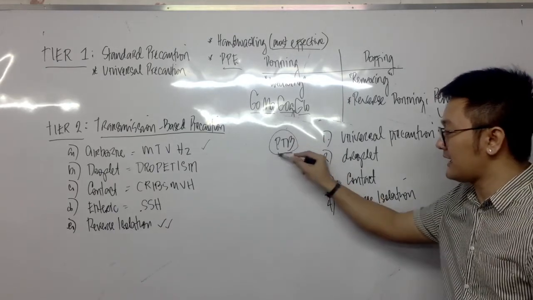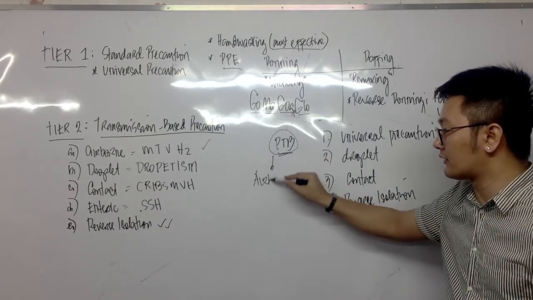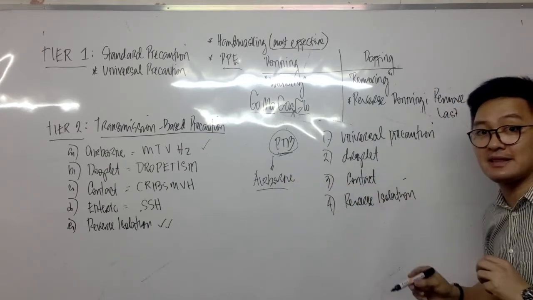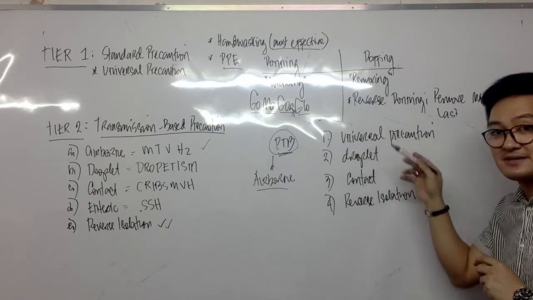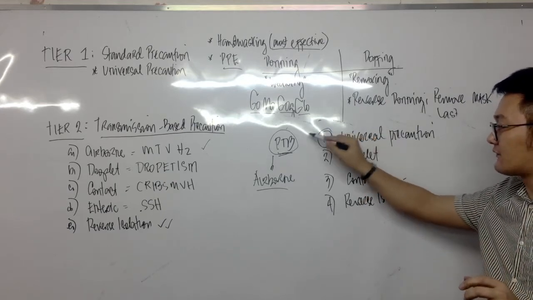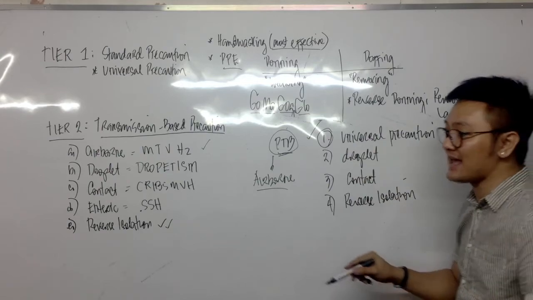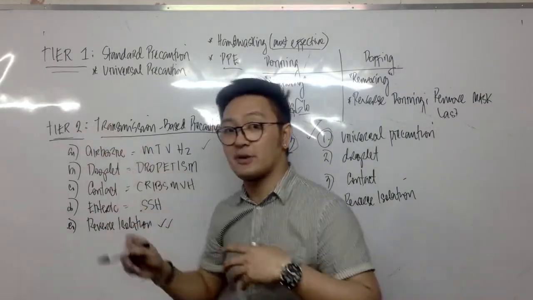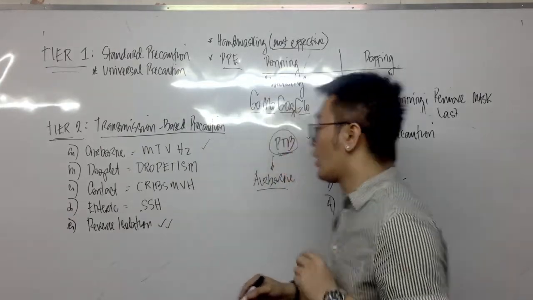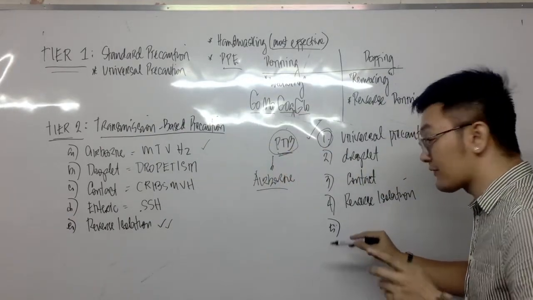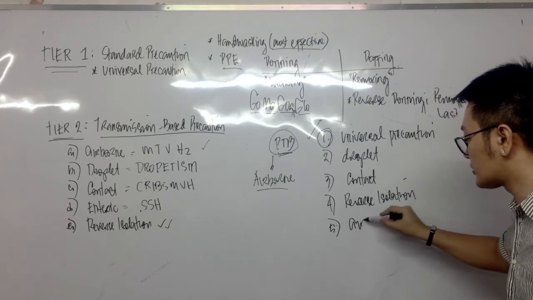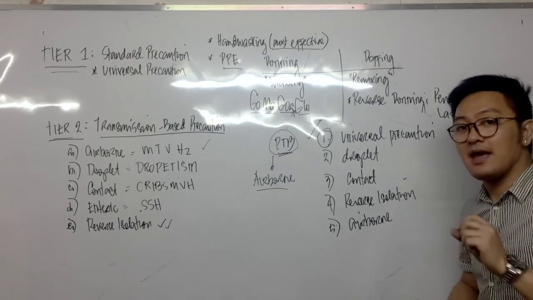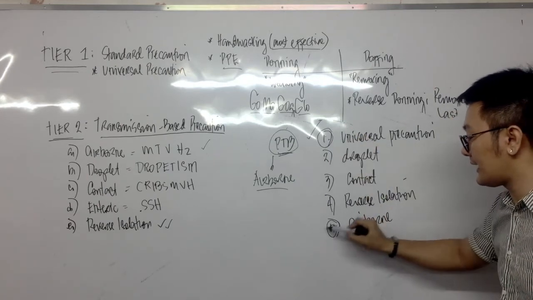Remember, PTB is actually airborne, correct? It just so happened there is no airborne in the options. What do you think is the best answer? The answer is universal precaution. Remember I said that Tier 2 is under the umbrella of your Tier 1. Now, what if there is another option, number 5, airborne spread? What will be your answer? The answer will be 1 and 5.